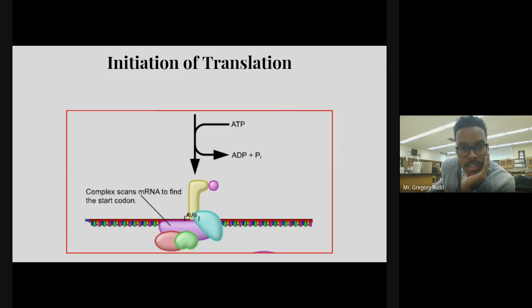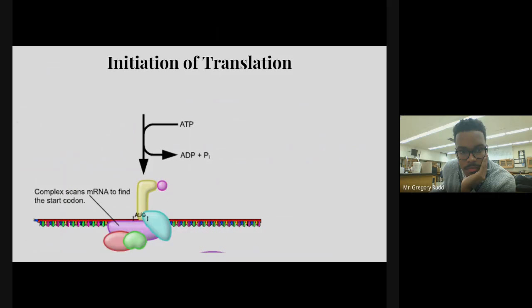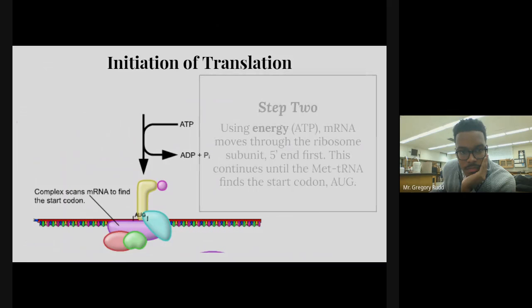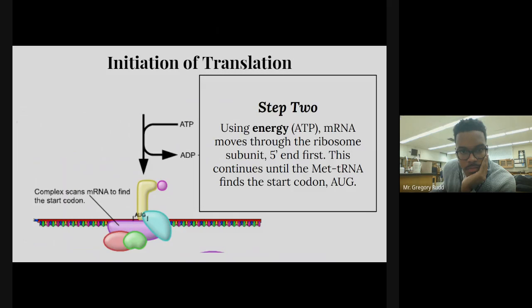Okay, and then the second part, we can see that there is the involvement of ATP energy. And using energy allows the mRNA to move through the ribosome. And of course, its 5' end is moving first. It's kind of like, if you go head first down a slide, the 5' end would be the head. It's going first through this protein complex.